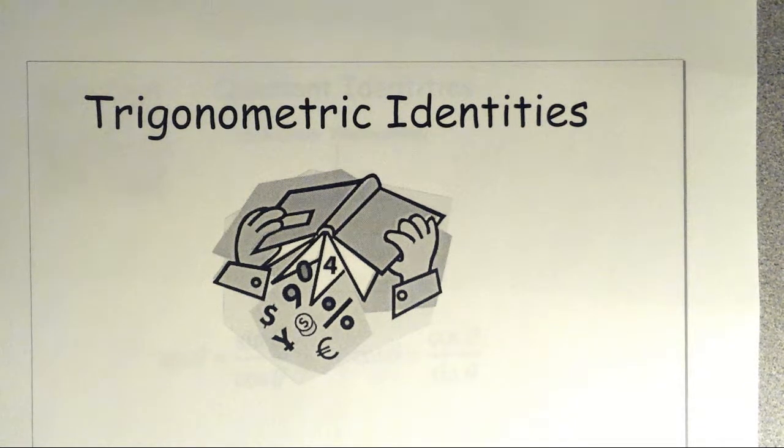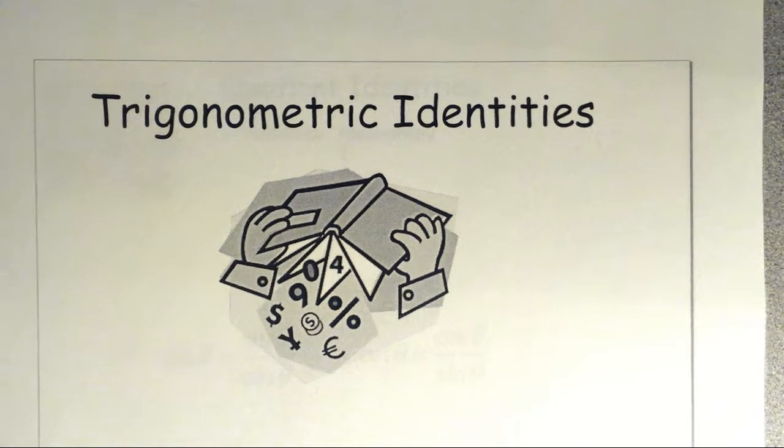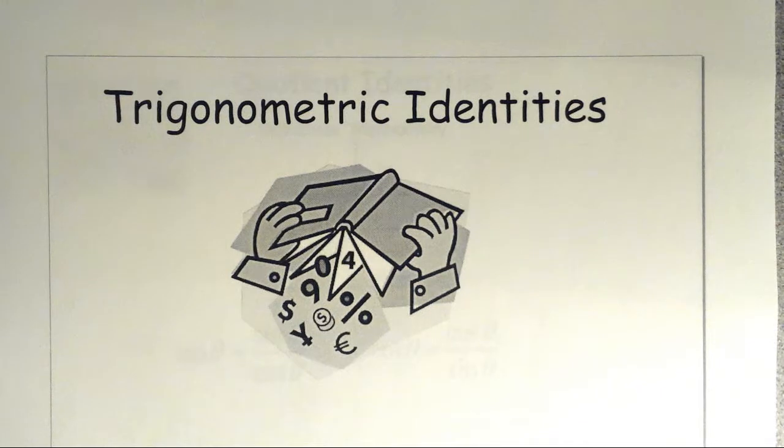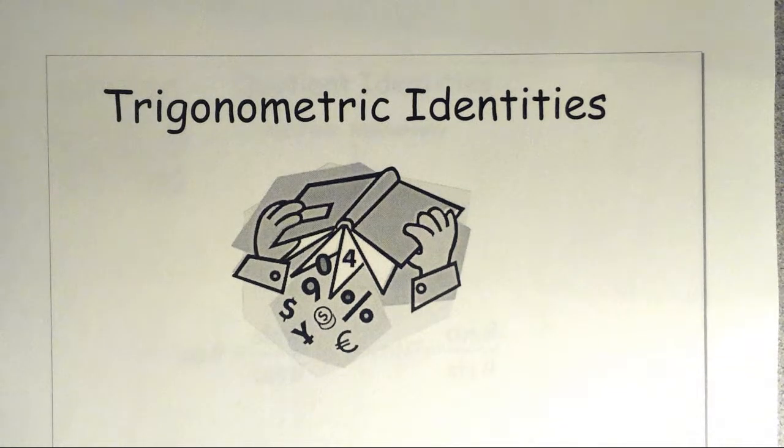Today in class, what we did is we talked about the different trigonometric identities. So this video is simply going to go over what we did today and a few homework problems. The trigonometric identities that we talked about today were the quotient identity, the reciprocal identities, and the Pythagorean identities. So let's start with quotient.